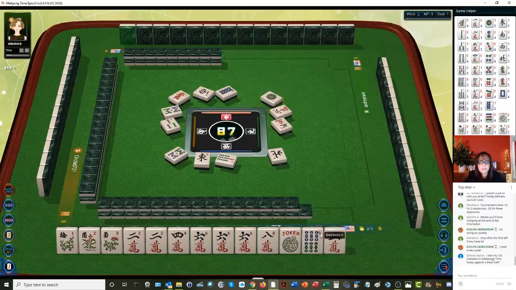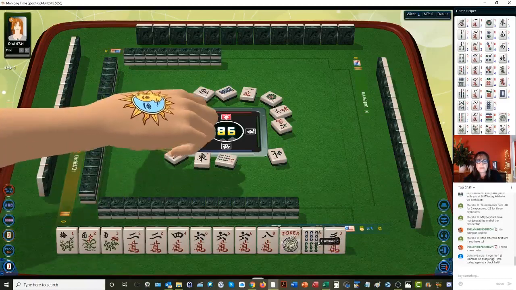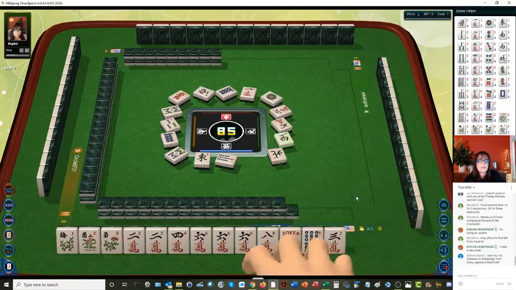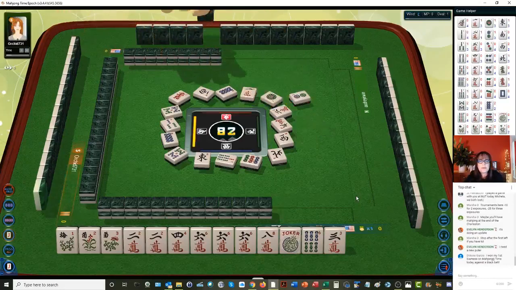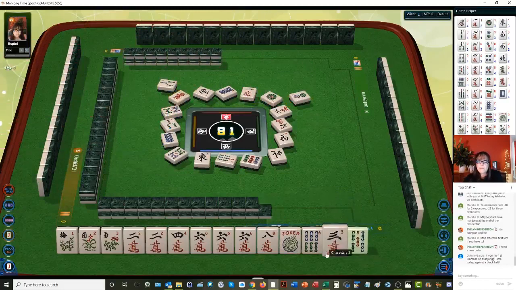1 dot. We have everything we need. 1 character. We just need to beef up this 8. Eight dots. West, no thank you. West wind. 9 dots. 2 dots. Okay, let's see. 1, 2, 3, 4. All right, we'll get rid of the 5.